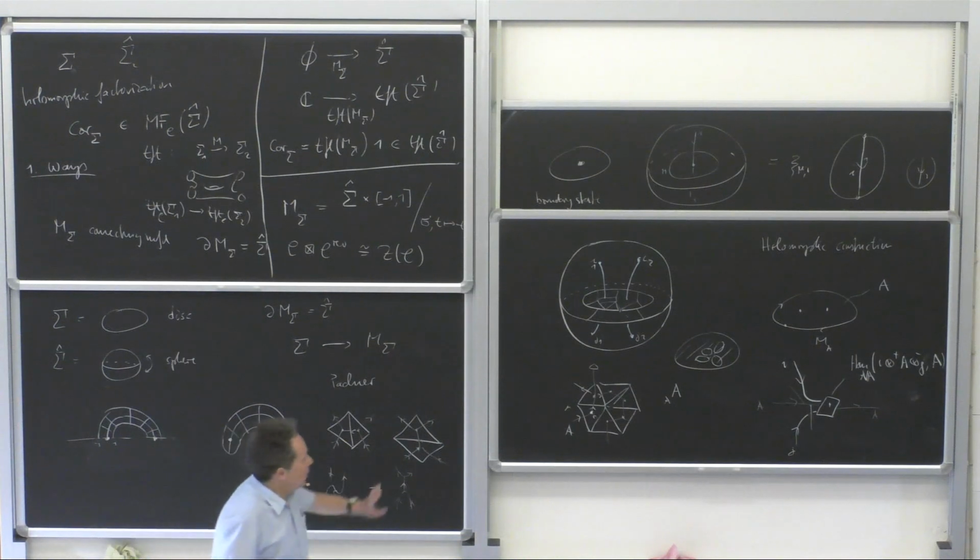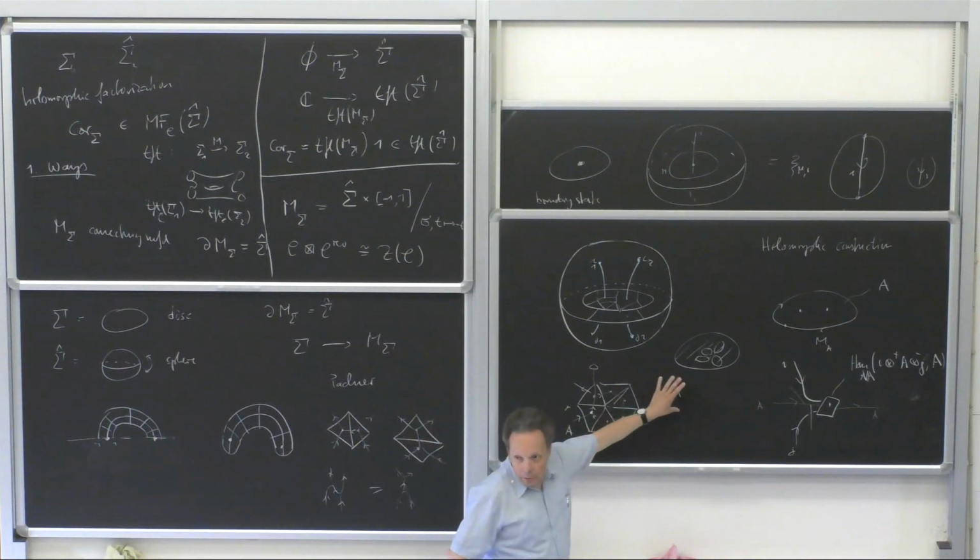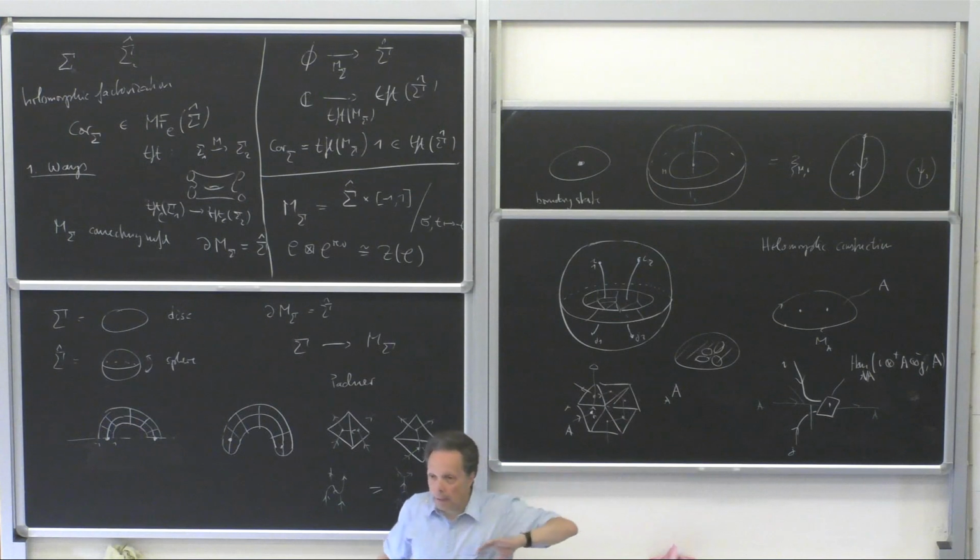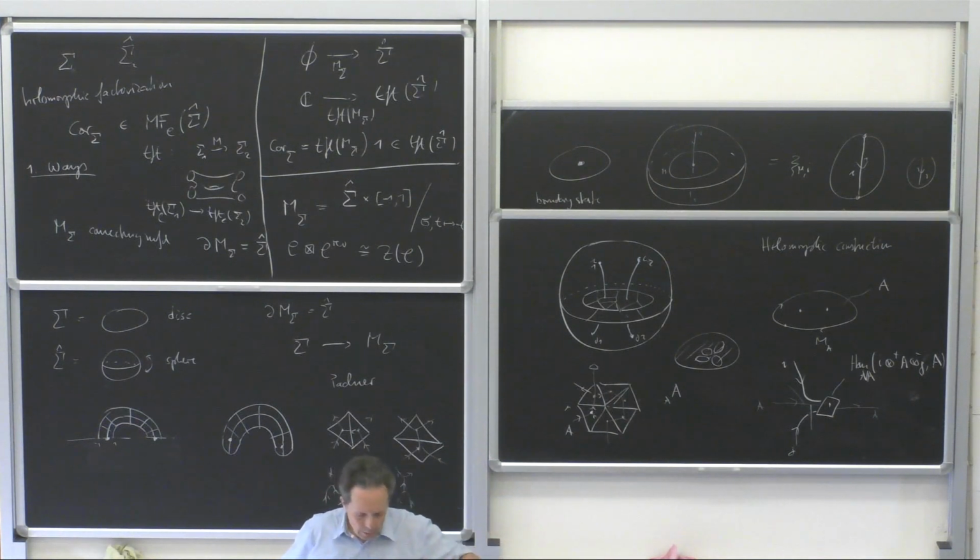So I want to explain that this Frobenius algebra has an interpretation as the algebra of boundary fields for a specific boundary condition. Yeah. So let me describe.